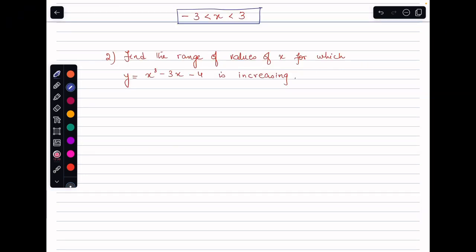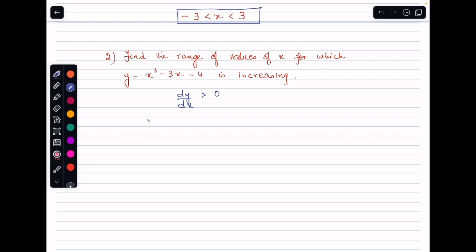So question number 2: find the range of values of x for which y is equal to x cubed minus 3x minus 4 is increasing. So again, for an increasing function, we know that our gradient, dy by dx, should be greater than 0.